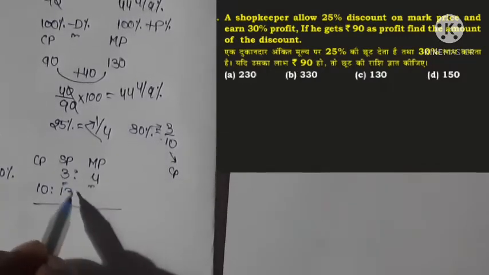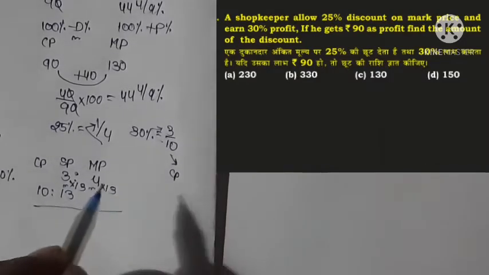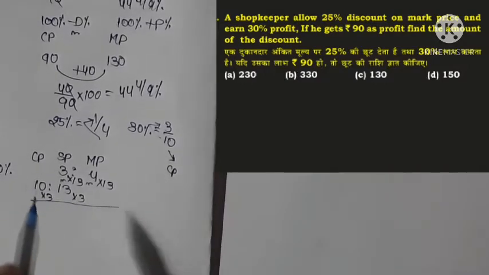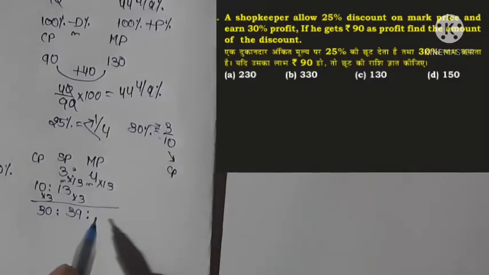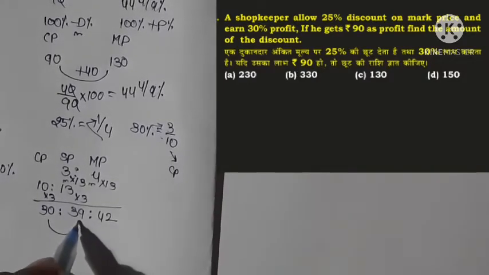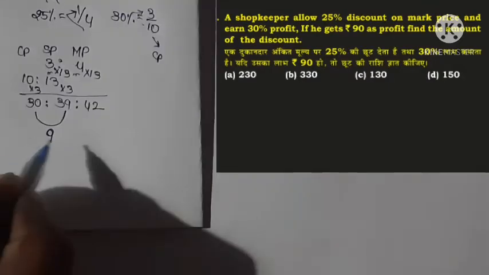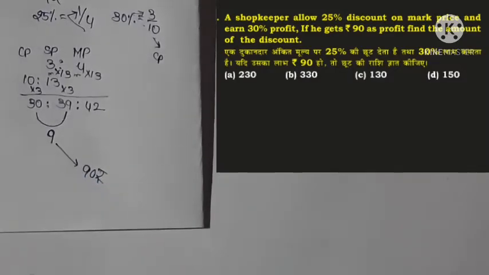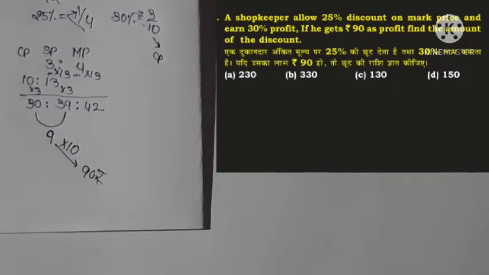Here you have to equalize the selling price. So multiply this value by 13 and that value by 3. The cost price is 30, the selling price is 39, and the marked price is 42. Here this one is a profit, so the profit is 9 units. 9 units represent 90 rupees. So 1 unit represents 90 by 9, so the value is equal to 10.